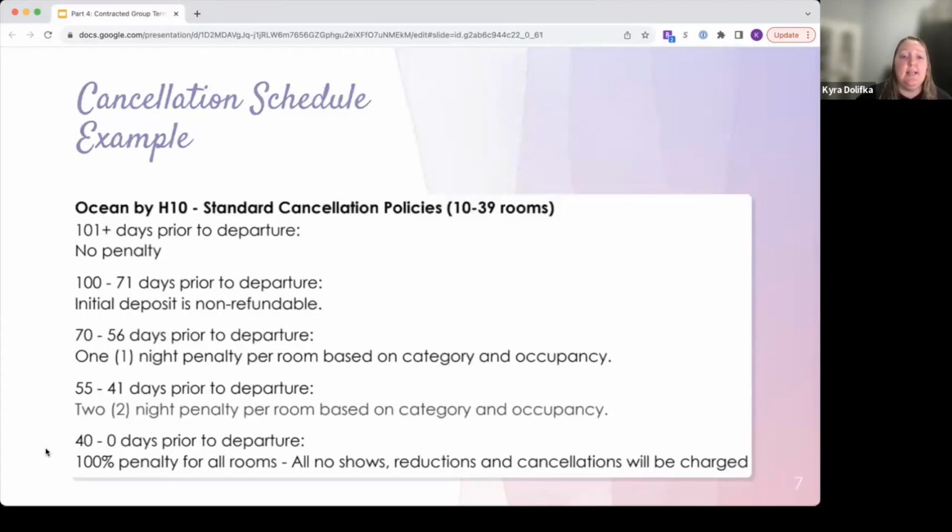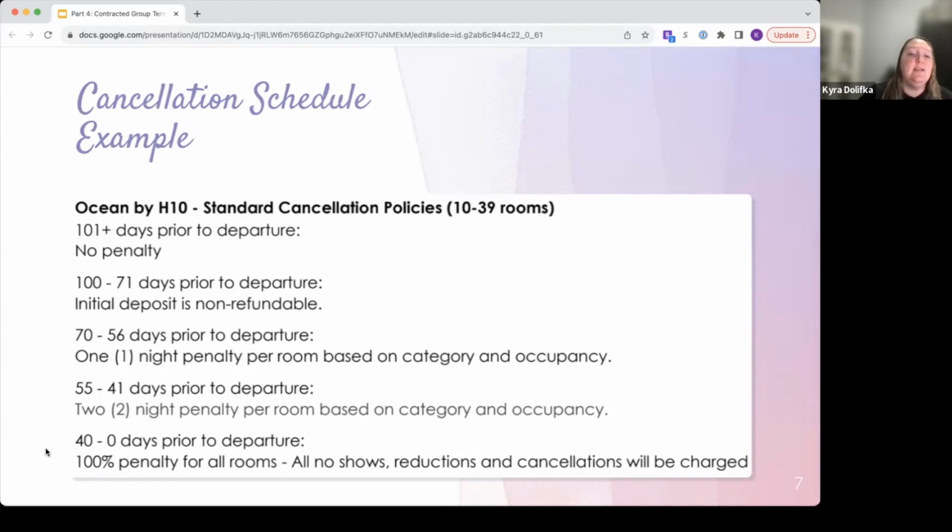Let's look at a cancellation schedule. Again, cancellation is when the entire group is not going. At this resort, which is an all-inclusive resort as well, 101 days prior to departure, there is no penalty. So we're talking 3.5 months in advance. If they decide they're not going on their family reunion, there is no penalty to cancel that group. That is very favorable. I think that's a very generous policy because that resort is holding those rooms for you and they're willing to go with no penalty.